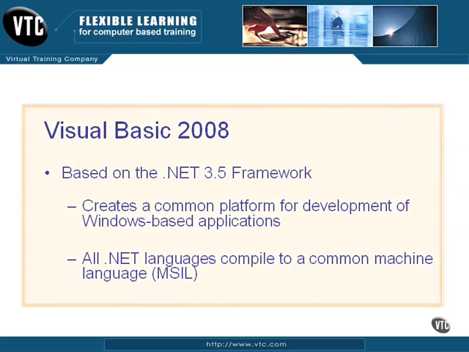So you as the programmer can write code in a specific language, but ultimately all these languages get compiled to a common language which is then recognized by the .NET 3.5 framework. Keep in mind that when you install any version of Visual Basic, you will also be installing, if you don't already have it on your computer, the .NET 3.5 framework. This is a free download that is also available from Microsoft.